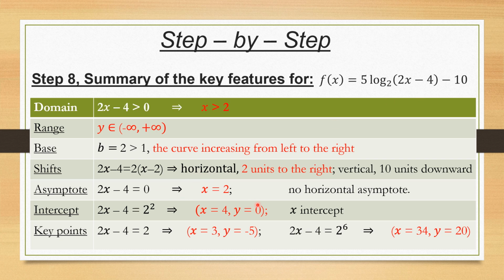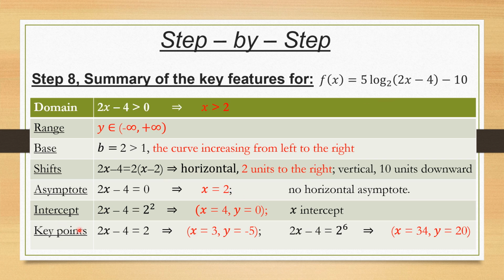The intercept here, the x-intercept, is going to be when x is equal to 4, y is equal to 0, because when x is equal to 4, then 2 times x is 8, minus 4, which is 4. Log base 2 of 4 is 2, times 5 is 10, minus 10 is 0. So when x is 4, y is 0.